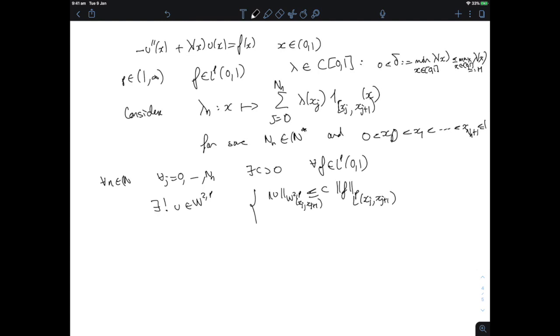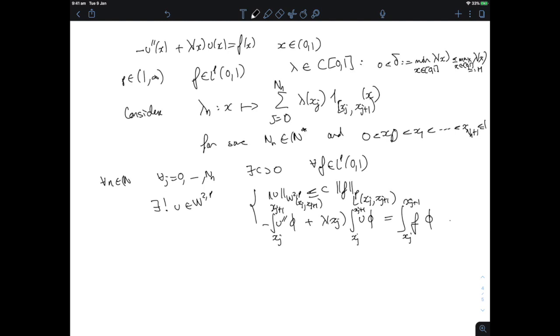And so what I have here is that the integral of minus u second phi plus the integral of lambda u phi, and on this interval lambda is constant, so that's plus lambda of xj times the integral from xj to xj plus 1 of u phi, is equal to the integral from xj to xj plus 1 of f phi. Okay, this is true for every j.